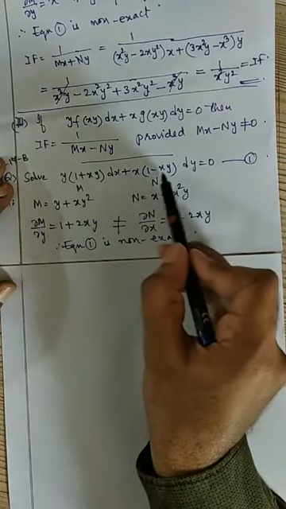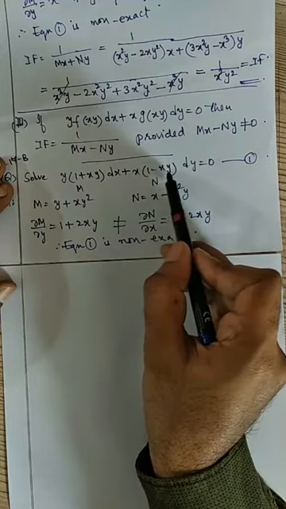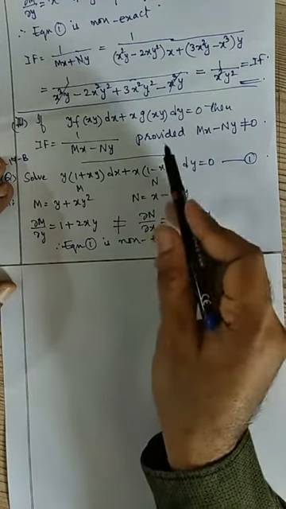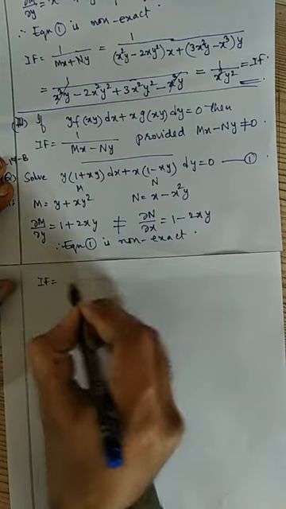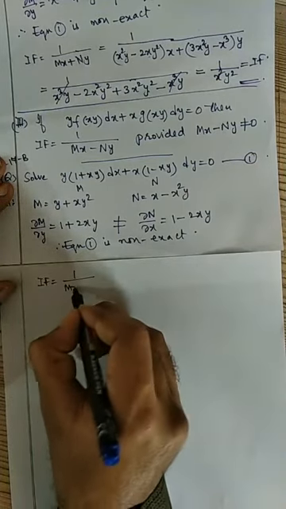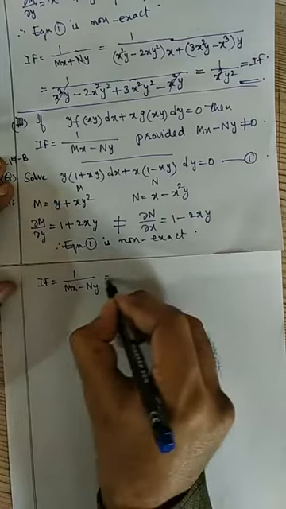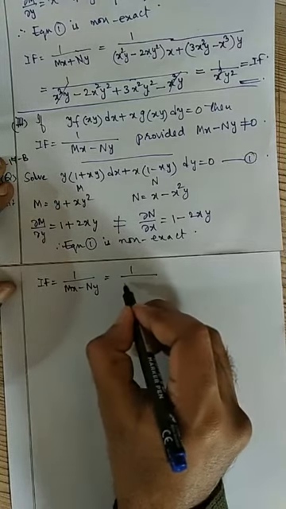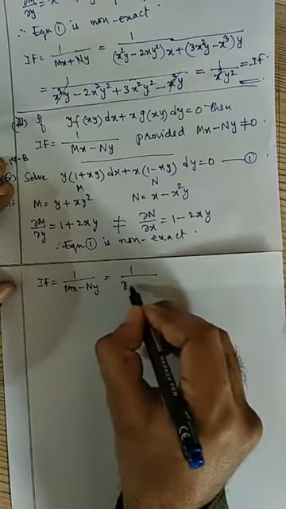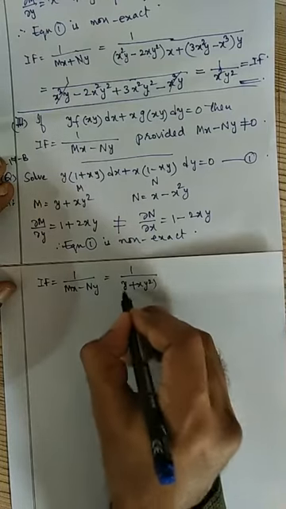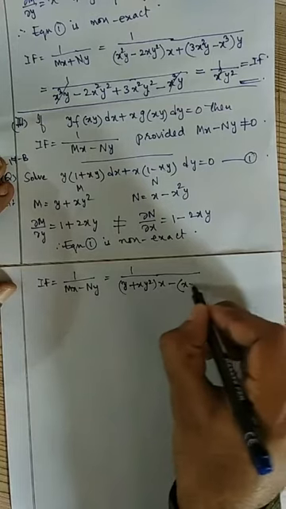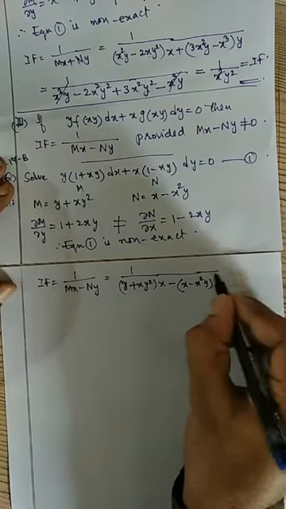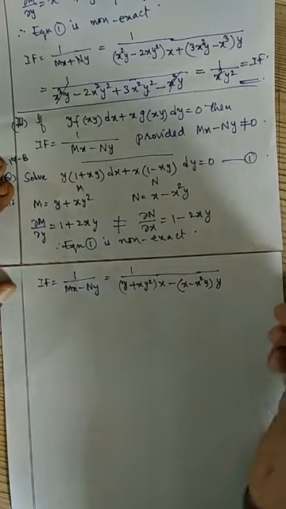Here x into g of xy. xy is behaving as a single variable, right? So we can apply this method. Here the integrating factor is given by 1 by mx minus ny, which is equal to 1 by m. M is given by y plus xy square into x, minus n. N is given by x minus x square y into y. We have to simplify this.